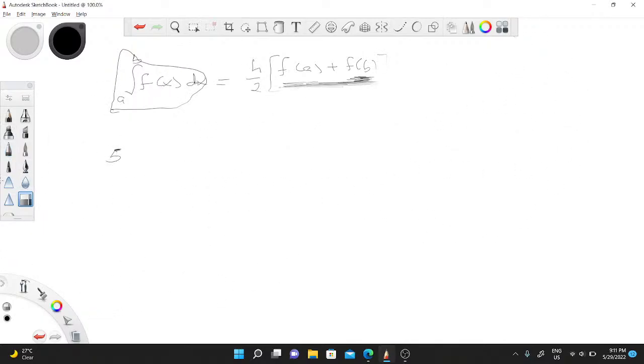Alright. So what will be our general formula if we are creating segments? It will be b minus a over 2n, and n comes here because the n is representing the segments. Then you have f of a plus 2 times f of a1 plus 2 times f of a2 plus dot dot dot plus f of b. That's how your formula becomes. Now, since we know all this, let's solve the question.